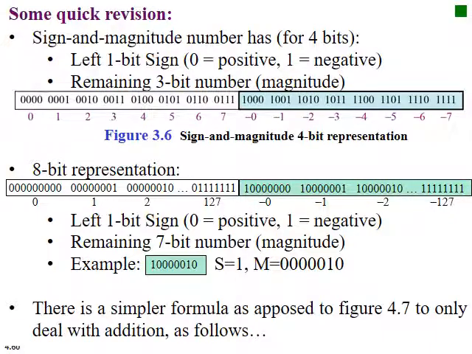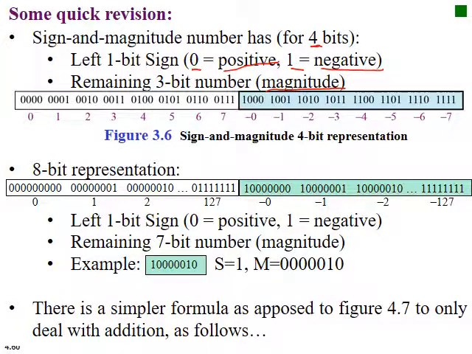But before we get there to the figure, let's do some quick revision for sign and magnitude. Recall that for sign and magnitude, when we consider 4 bits, the leftmost bit, or the 1 bit from the left, that is the sign. So when it is 0 it means positive, and when it is 1 it means negative. So the remaining 3-bit number, that is known as the magnitude.